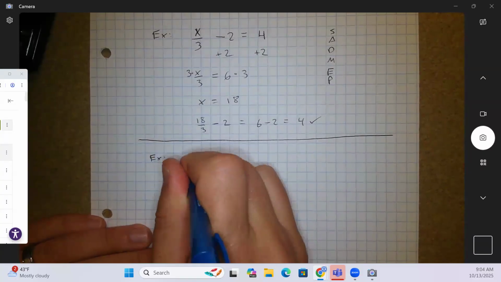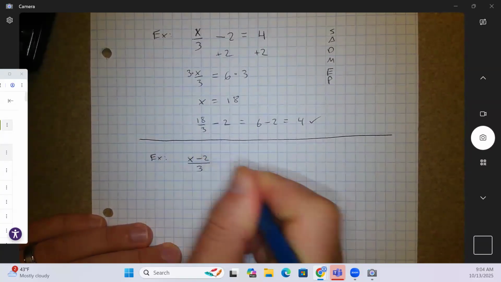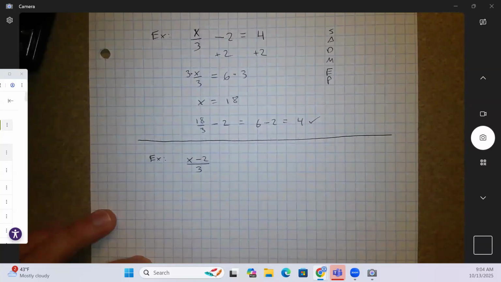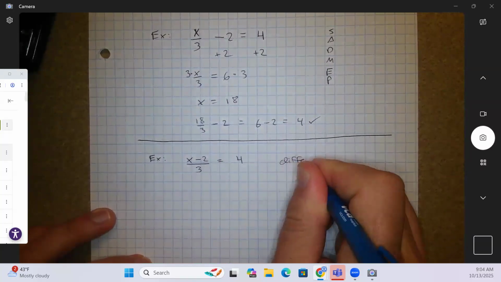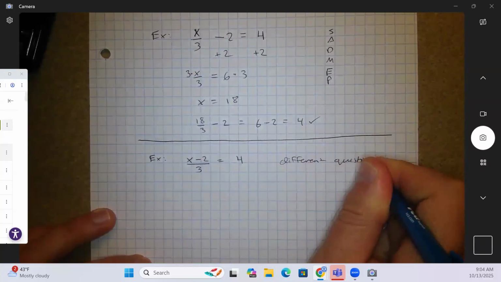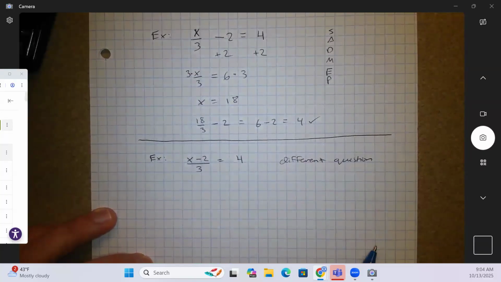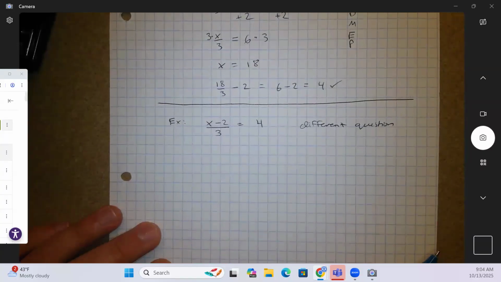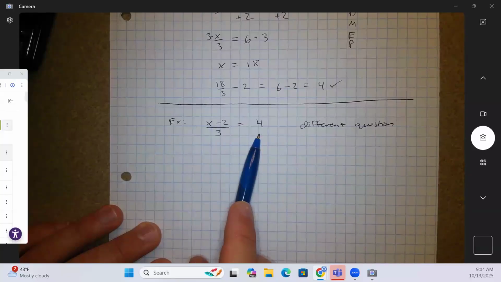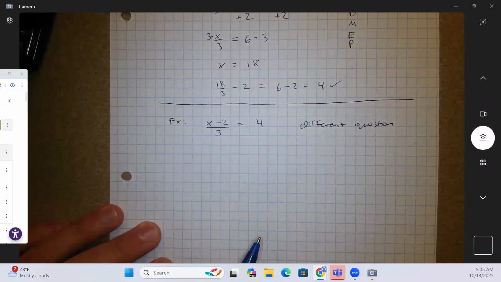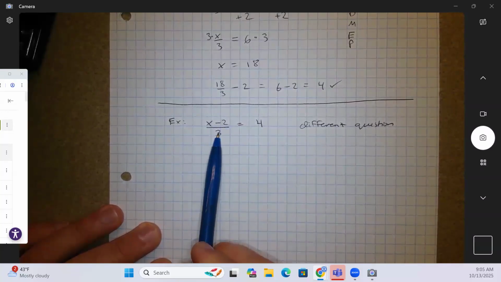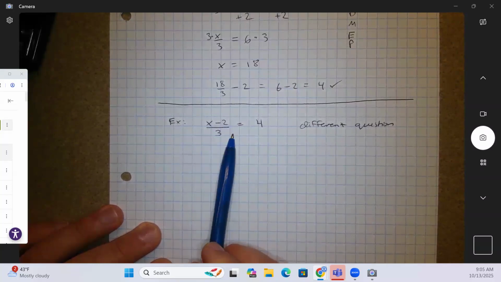Because if I had written x minus 2 and then all of it divided by 3, that's a different question. Equals 4. This is a different question. If I tried to add 2 to both sides here, I wouldn't be isolating the x anymore because the x is trapped inside a division. So there are two ways to approach this. One is you can say, I don't like this division. I'm going to break it into 2 pieces.